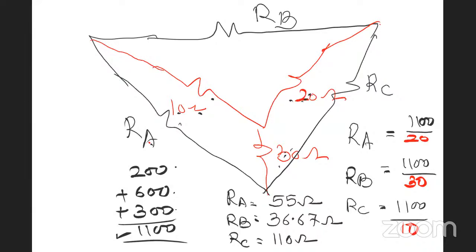For RA, you'll divide it by 20. For RB, you'll divide it by 30. For RC, you'll divide it by 10. And your answers will be RA 55, RB 36.67, and RC 110 ohm. Am I clear here?